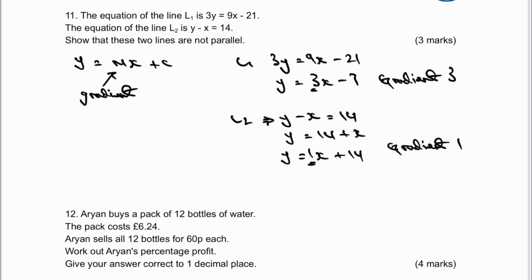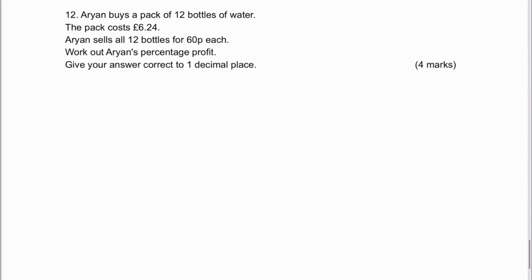Okay, let's have a look then at question number 12. So Aaron buys a pack of 12 bottles of water. So how much does he spend? He spends £6.24, but then he sells all 12 bottles for 60p each. So if he sells 12 bottles times 60p, that's going to be 720p, which is therefore £7.20.